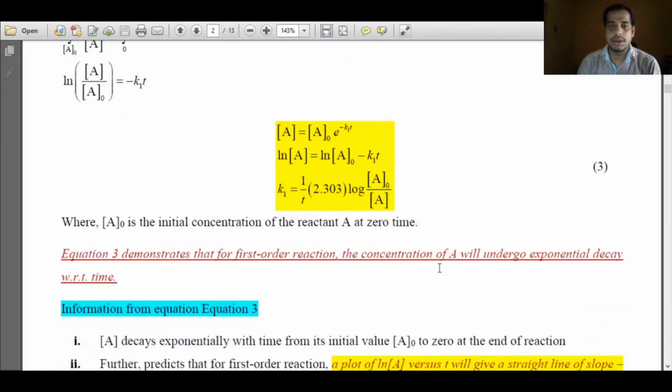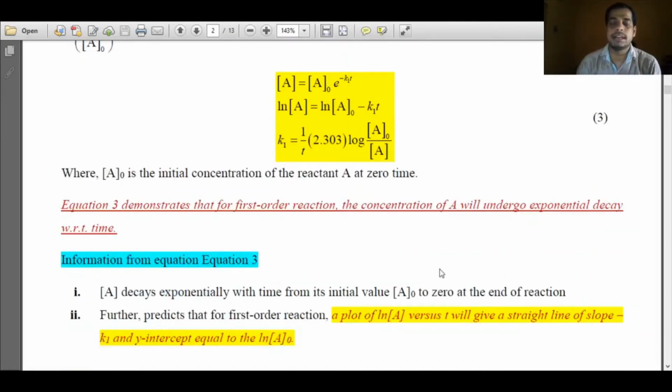Now we'll try to understand this equation 3 in a detailed manner. What is the first expression? A is equal to A0 e to the power minus K1t. That means, what is A? A is my reactant concentration after some time, and A0 is the reactant concentration at the initial phase of the reaction. That means for a first order reaction, the concentration of the reactant is decreasing exponentially. As the time increases, the concentration of the reactant decreases exponentially.